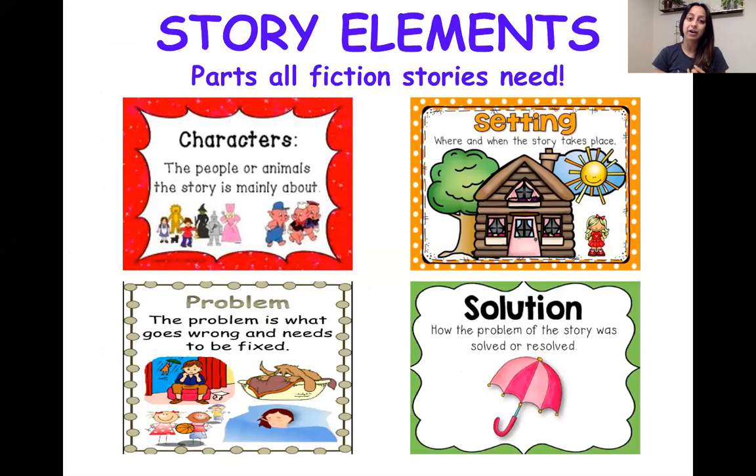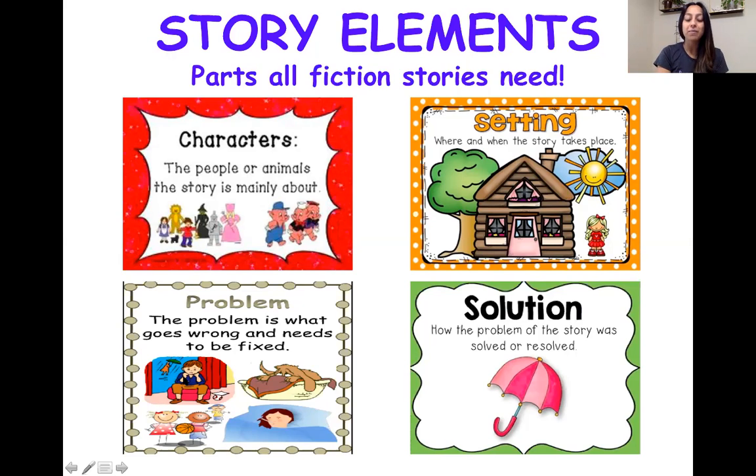We know that a fiction story has four elements or four parts. The first is characters, which are the stars of the show. It's who or what the story is mainly about. They're the ones that do the talking and do the actions in the story. Then we have a problem. The character in the story always has a problem or something that's wrong or some trouble that he gets into, which is making it hard for that character to get what they really want and to make the character feel happy and good. So it's something that goes wrong in the story that needs to be fixed.